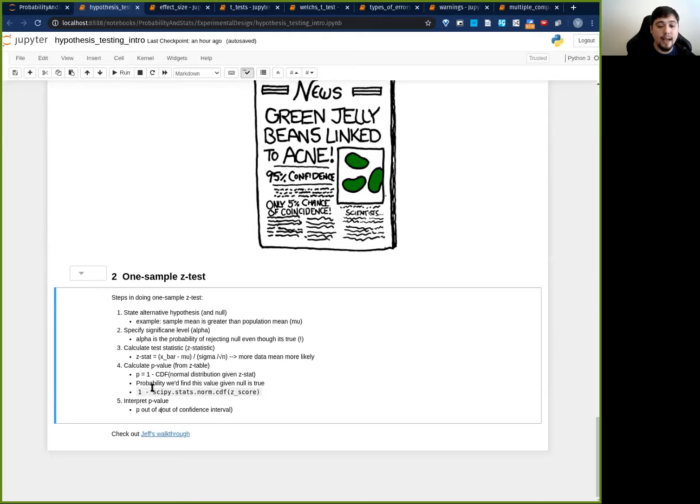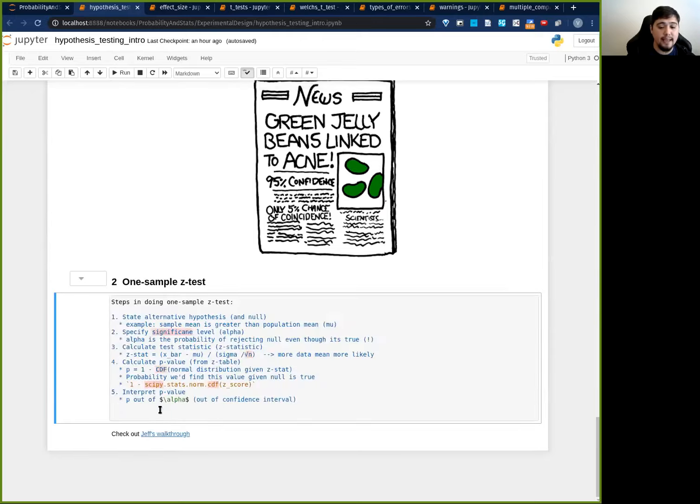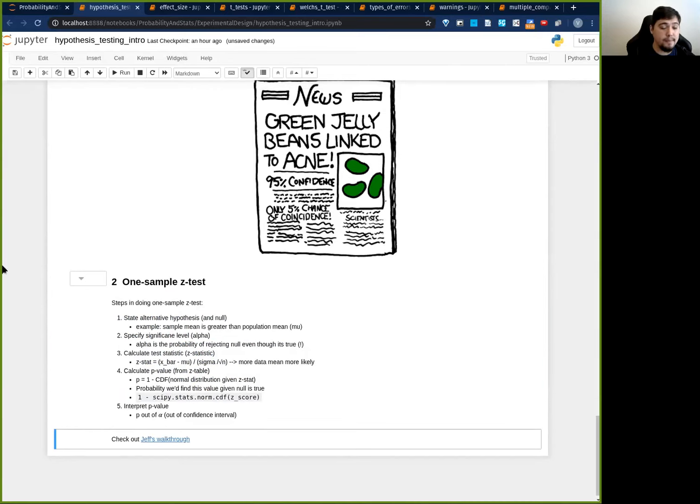Now, once we have that p-value, we interpret it by comparing it with alpha. You ask, is p less than alpha? If it is, then you say, hey, it's significant at this confidence level. So if we have 0.05 for our alpha level, we would say there's 95% confidence that we have a strange result because p was less than alpha.